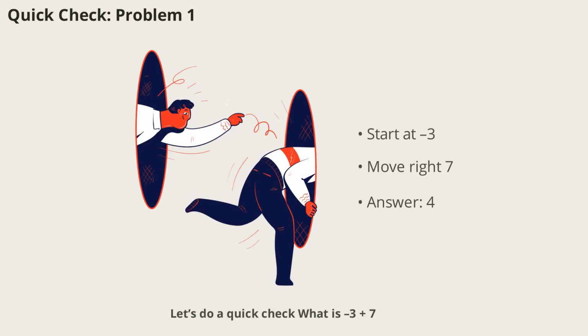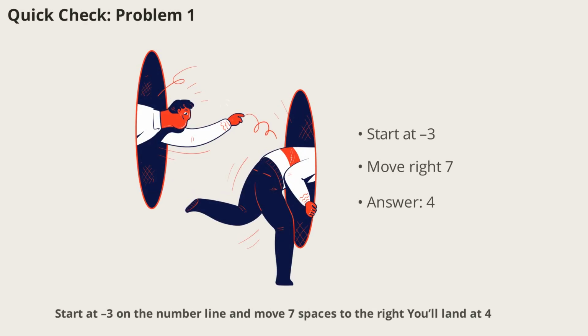What is -3 plus 7? Start at -3 on the number line and move 7 spaces to the right. You'll land at 4. This simple problem helps reinforce the rule that adding a positive number moves you right even from a negative starting point.